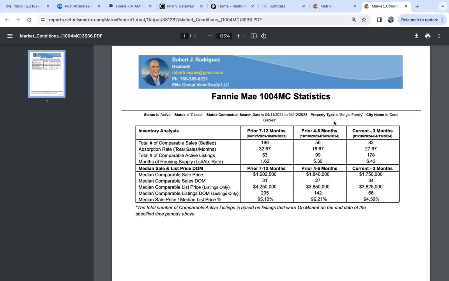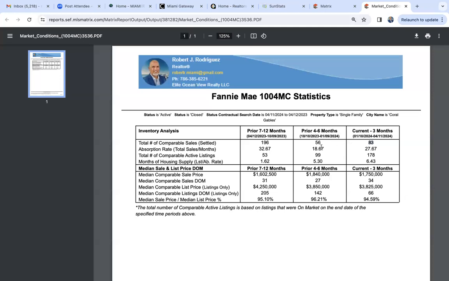All right. So let's just concentrate on the last 6 months. So we had 56 total sales of single family homes in Coral Gables in a 3-month period, pretty much for the last quarter of 2024. Well, we have now increased our total sales to 83 in the first quarter of this year.